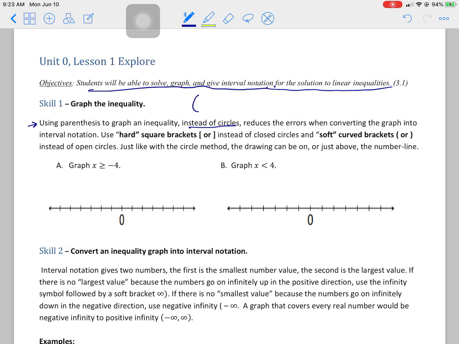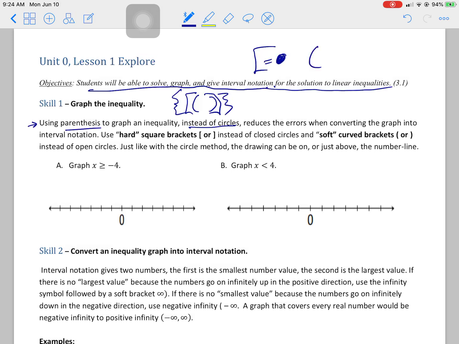So these are parentheses, these are parentheses, those are brackets, and that's set notation. These are all types of parentheses, okay? So that's why it says use parentheses. So these are referred to as hard brackets or square brackets. When they look like that, that is a type of parenthesis. And then instead of closed circles.